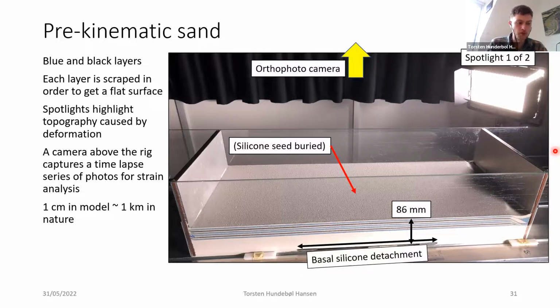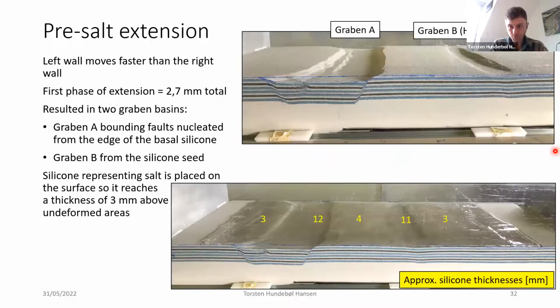Okay, I can see I'm using a lot of time. I will go through the phases quite fast, and I will show you the nice stuff after that. Basically, we did a bit of rifting with the sand here. So we got these two graben, graben A and graben B. Graben B nucleated at the polymer seed. Graben A is sort of a side effect that nucleated at the edge of the polymer layer, the basal polymer layer here. Okay, nothing to do about that.